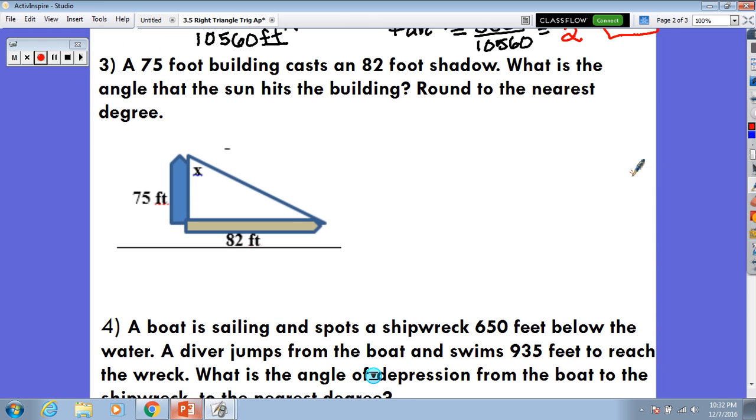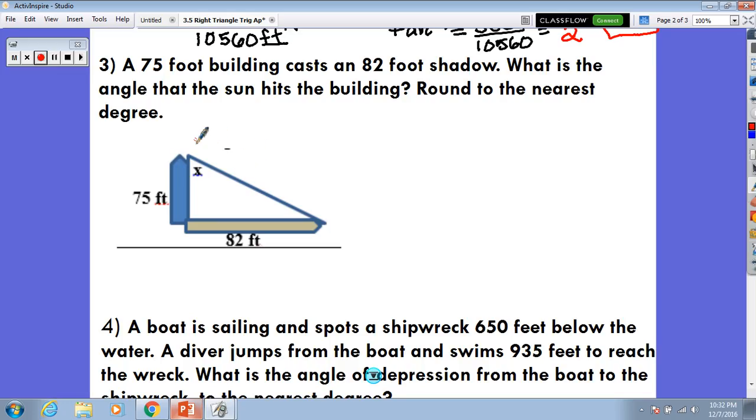Alright, number 3, a 75-foot building. So here's my building over here. It's 75 feet tall. It casts a shadow of 82 feet. Okay, so this is the shadow of the building. What is the angle that the sun hits the building? Round to the nearest degree.